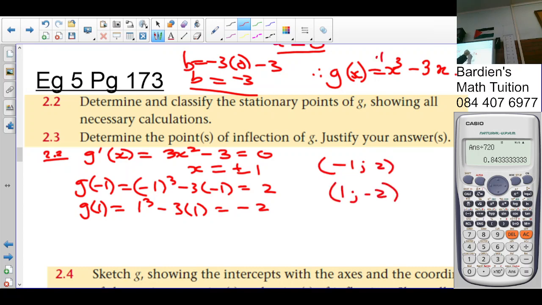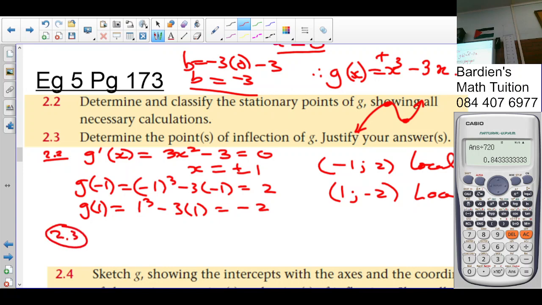That is positive, so the graph first goes up then down. So the point (negative 1; 2) is going to be your local maximum, and (1; negative 2) is going to be your local minimum. Okay, as you can see, that's going to be your maximum. Your maximum is preceding your minimum. Okay, you guys understand?